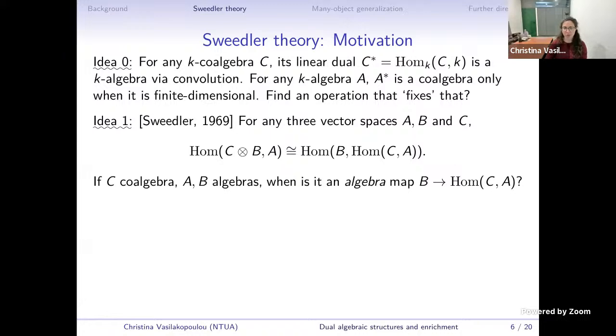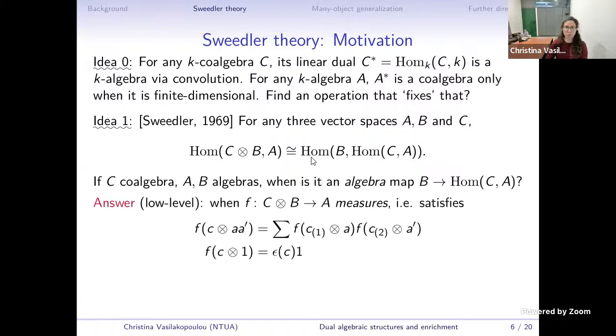And the answer to this question, the thing that corresponds to an algebra map on the right, if I am on the left, is the notion of a measuring map. So a measuring map is a map from C tensor B to A that satisfies those two properties, that if I translate under this underlying adjunction, I get precisely the fact that the corresponding map is an algebra map. So this is the answer that was given there.